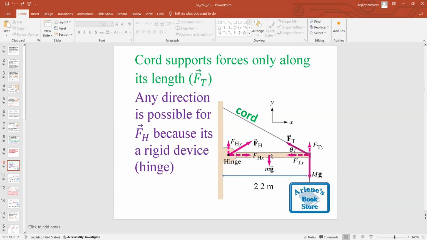Do not pick the center of the rod or the point where the cord is connected as your reference axis of rotation, because it will not eliminate the unknown hinge reaction force. So hinge is always your axis of rotation. This way you will solve the problem right away with no problem.